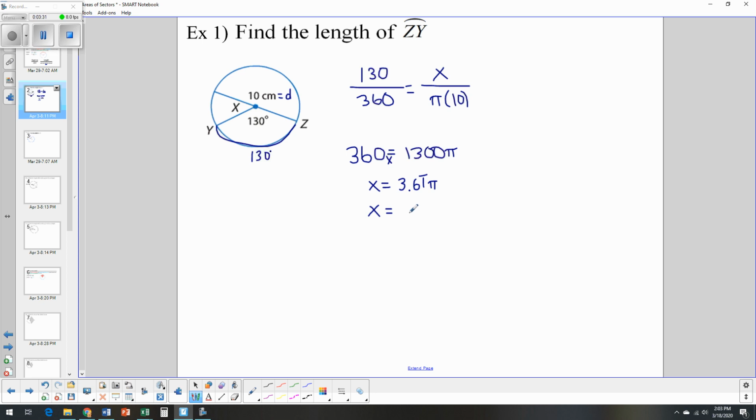If you're having any trouble finding that, do a quick Google search of your calculator or send me an email, and I can help you out with that. So when we do 3.61 repeating times pi, we end up with 11.34. And our units in this case will be the same as whatever the units of the diameter were, so that's centimeters. So 11.34 centimeters is the length of arc ZY.